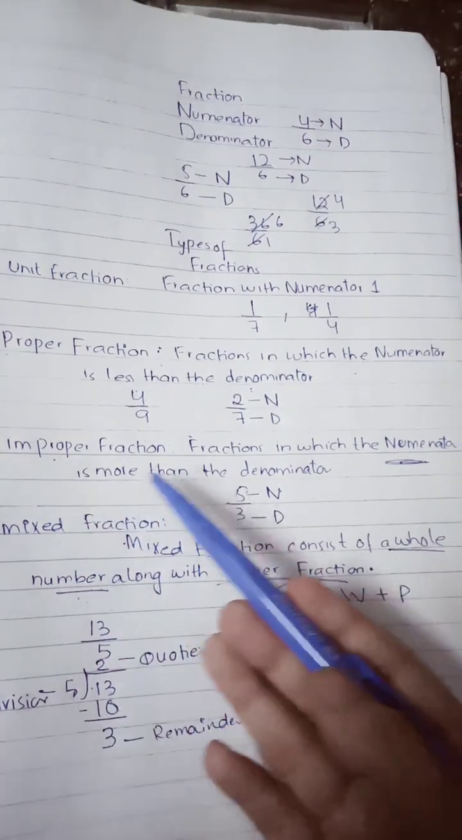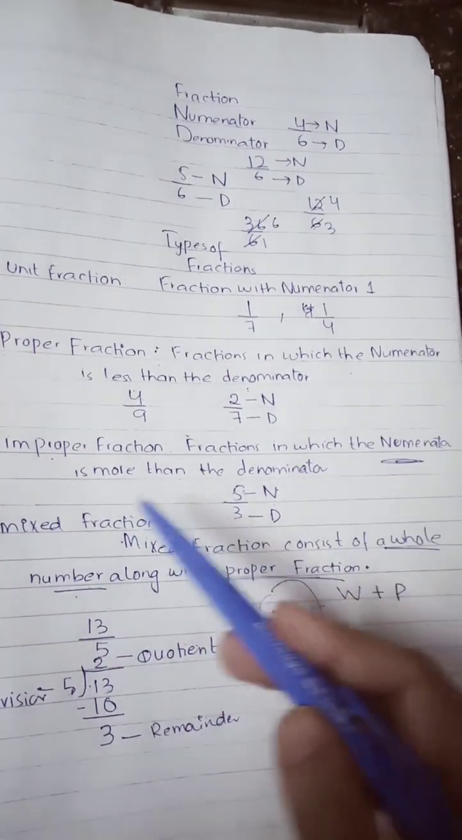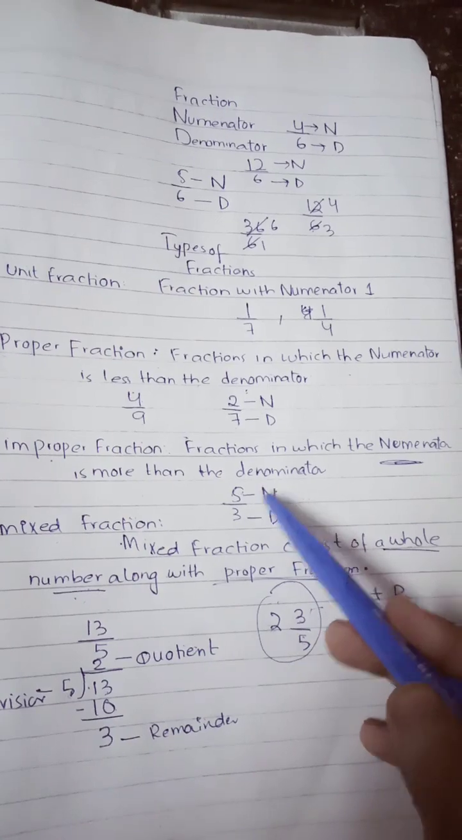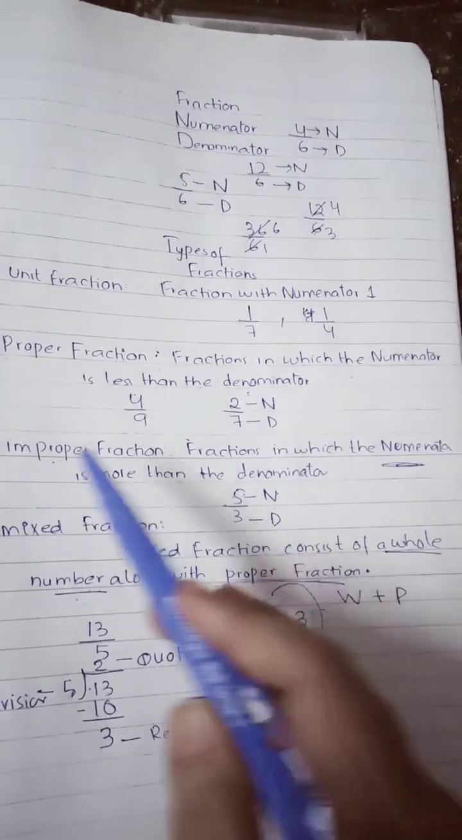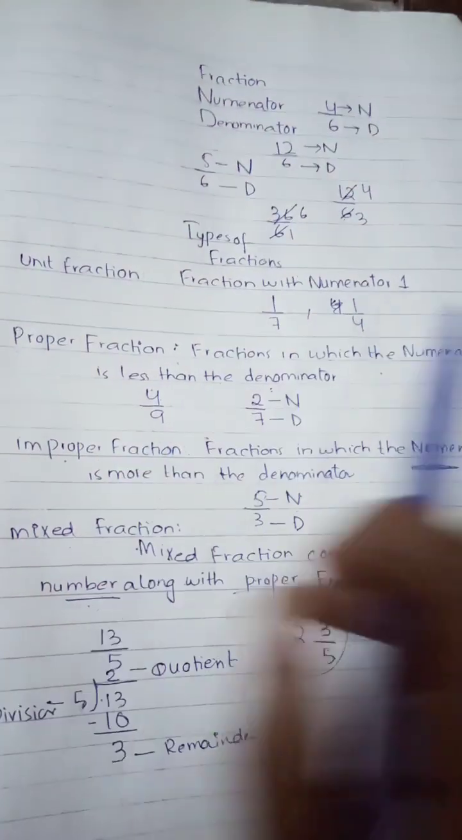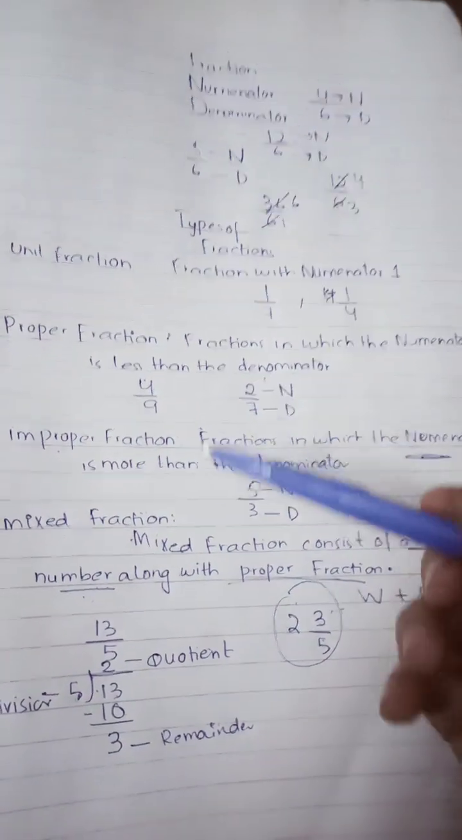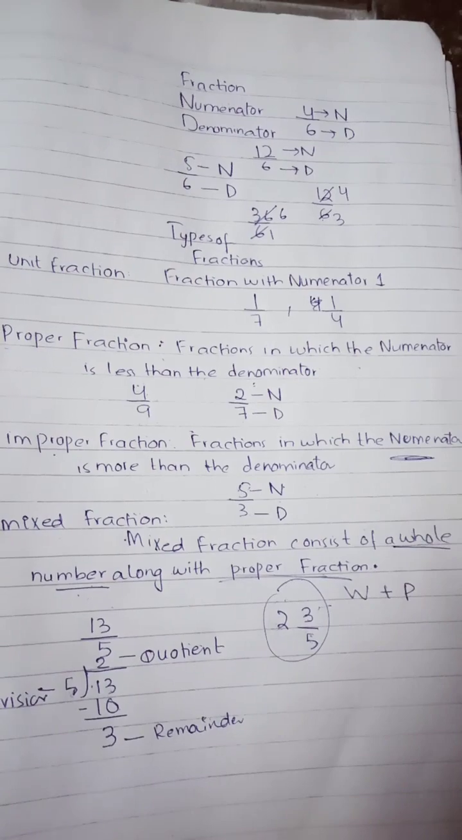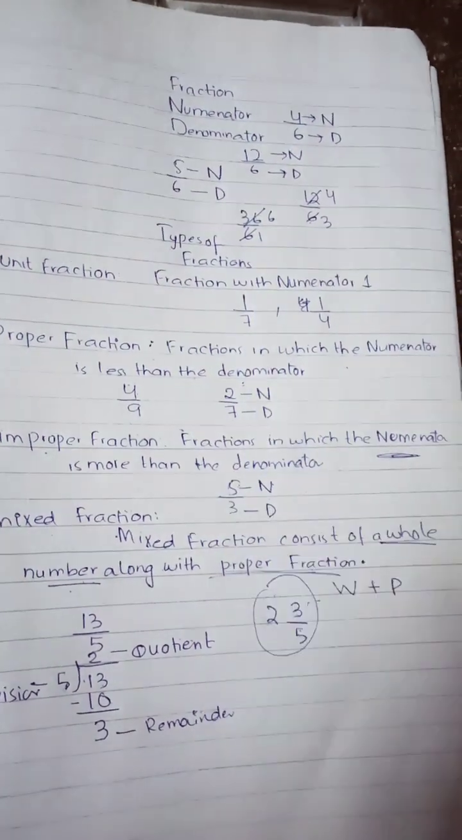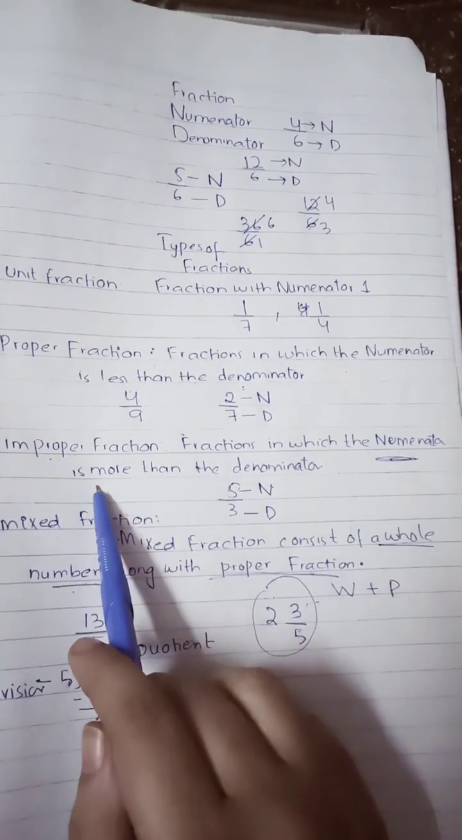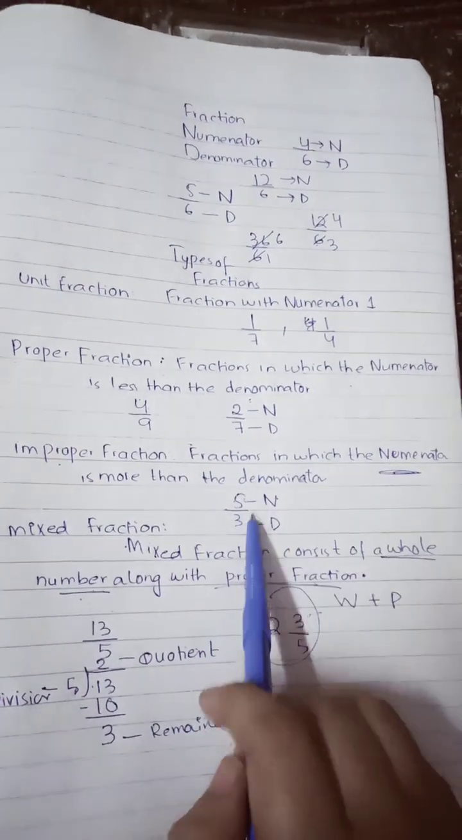What is an improper fraction? A fraction in which the numerator is more than the denominator. 5 is the numerator, 3 is the denominator, 5 is greater than 3, so it means it is a proper fraction. It is an improper fraction, sorry. What is the difference between proper and improper fractions? In a proper fraction, the numerator is always less than the denominator. And in an improper fraction, the numerator is more than the denominator.